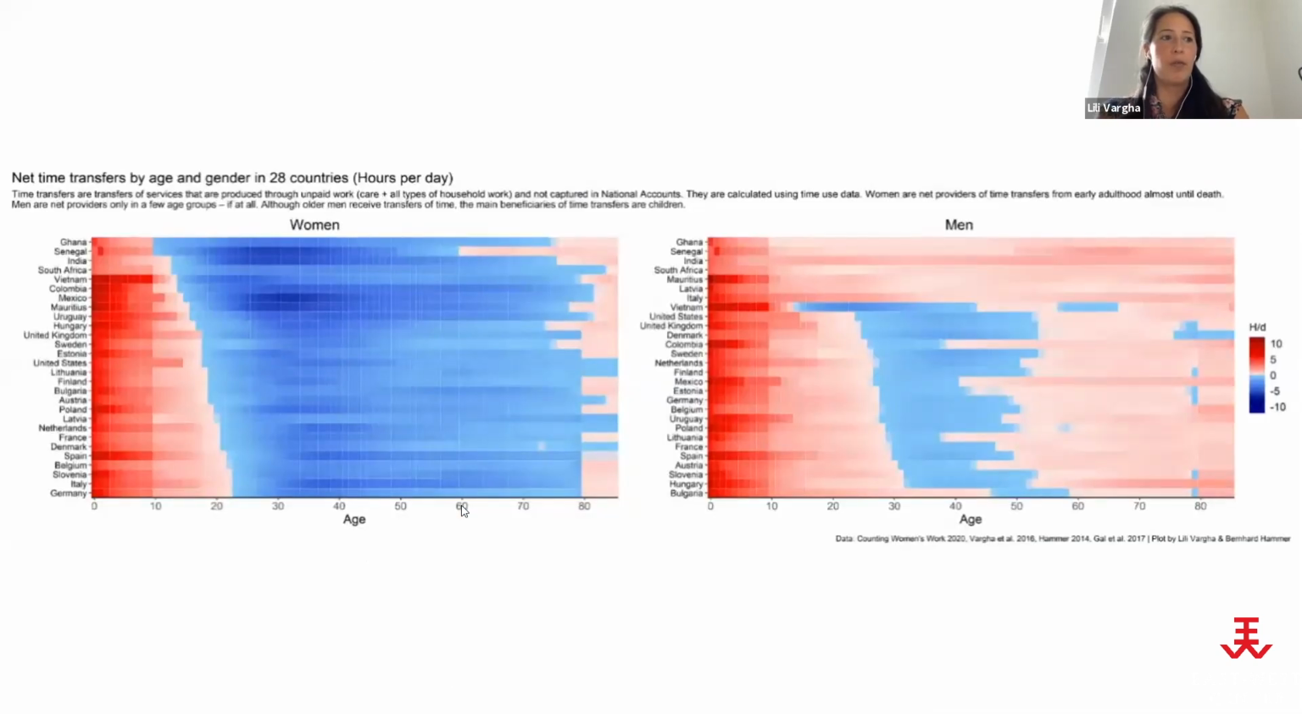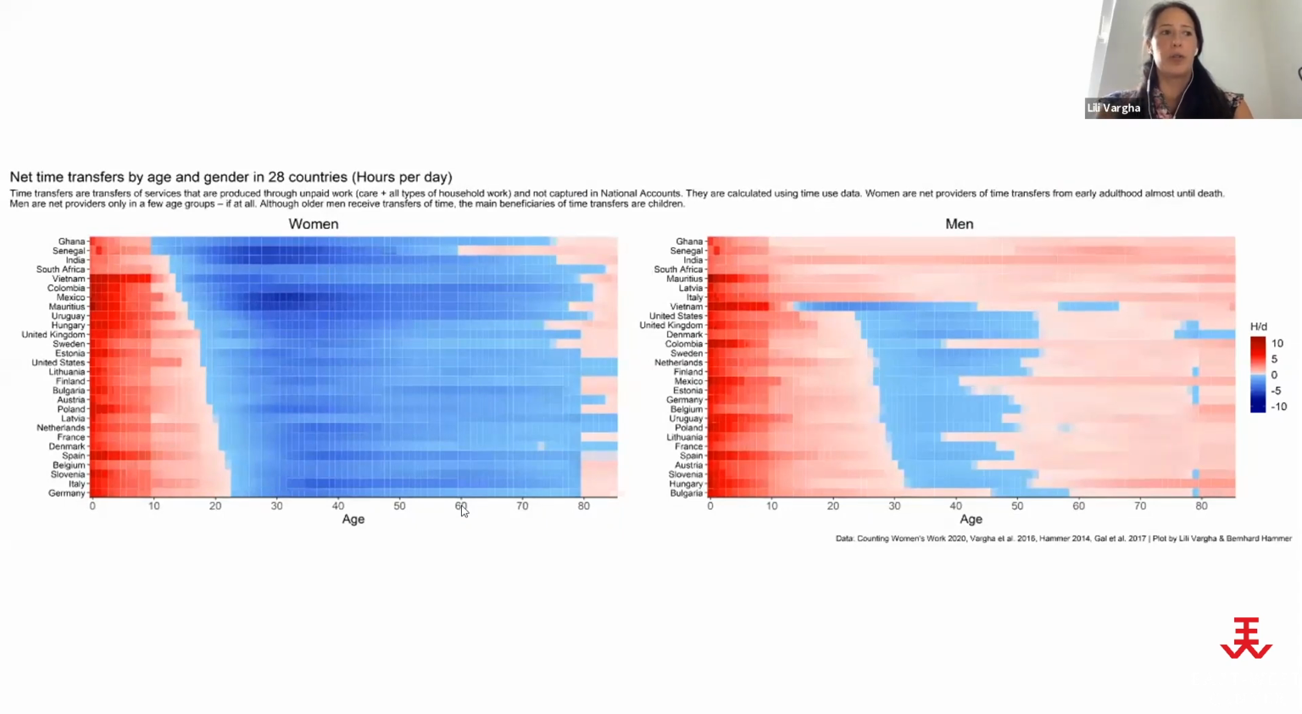And then the last graph that I want to show now is a similar approach of net time transfers by age and gender. So this is different because this is by gender. And now I used hours per day. We used hours per day, and it's striking how much the age-specific net time transfers differ for women and men. So women are givers of time, or net givers of time, from very early on. For example, in Ghana and Senegal, already at age 10, they give time.